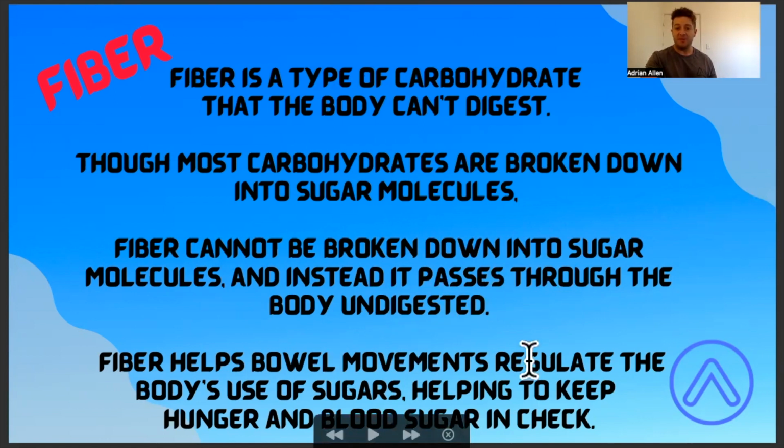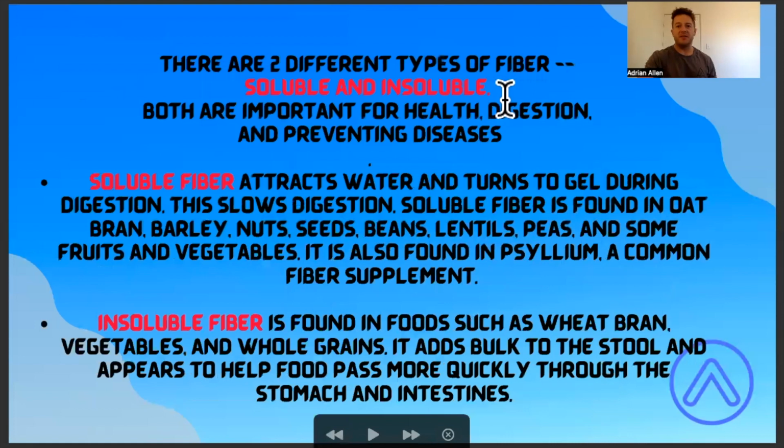Fiber helps bowel movements, regulates the body's use of sugar, helps to keep hunger and blood sugars in check. So fiber binds to sugar, and then it carries it through the bloodstream, and then hopefully the sugar goes into the cell, okay, and then the fiber will help with digestion, with the gut, to cleanse it out and push everything out through. So there are two different types of fiber, soluble and insoluble. Both are important for health, digestion, and preventing disease.